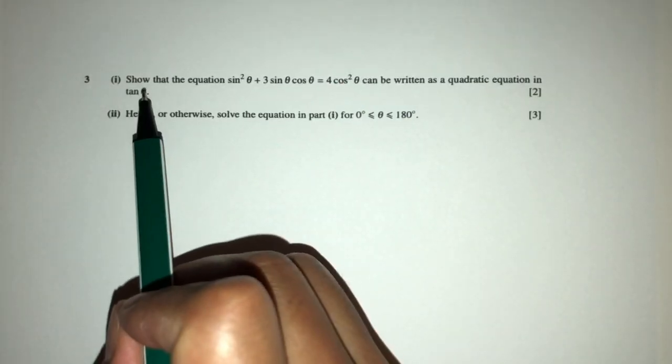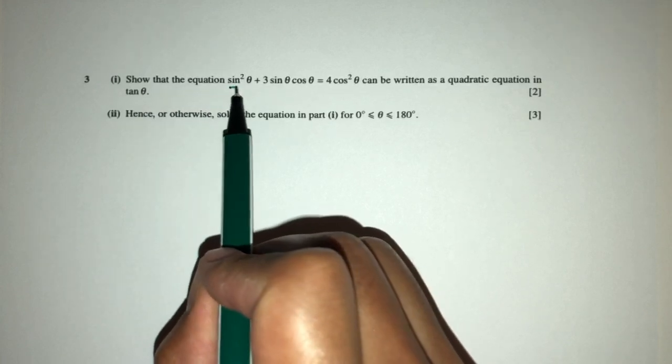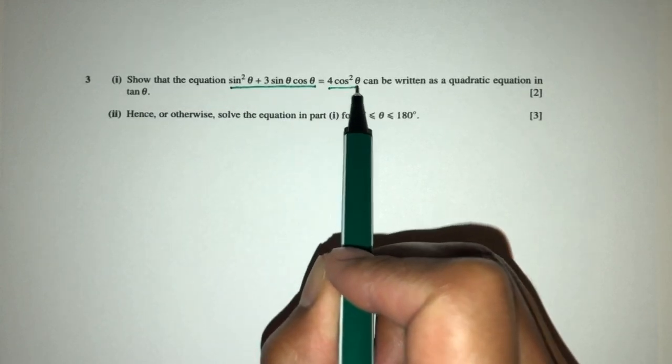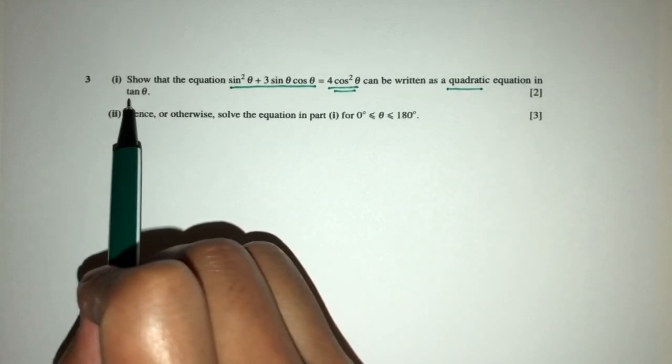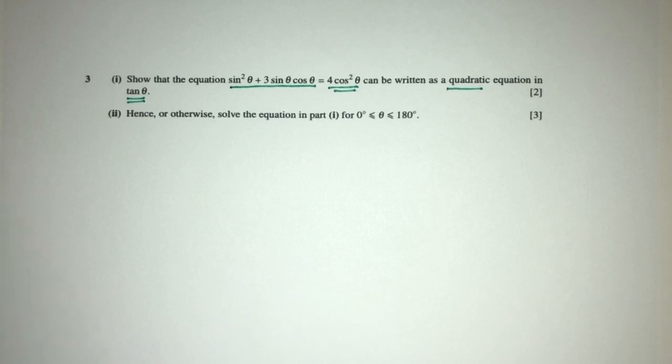So part 1, we have what? We have to show that this equation can be written as a quadratic equation in tan x. Okay, so let's see how we can do this.